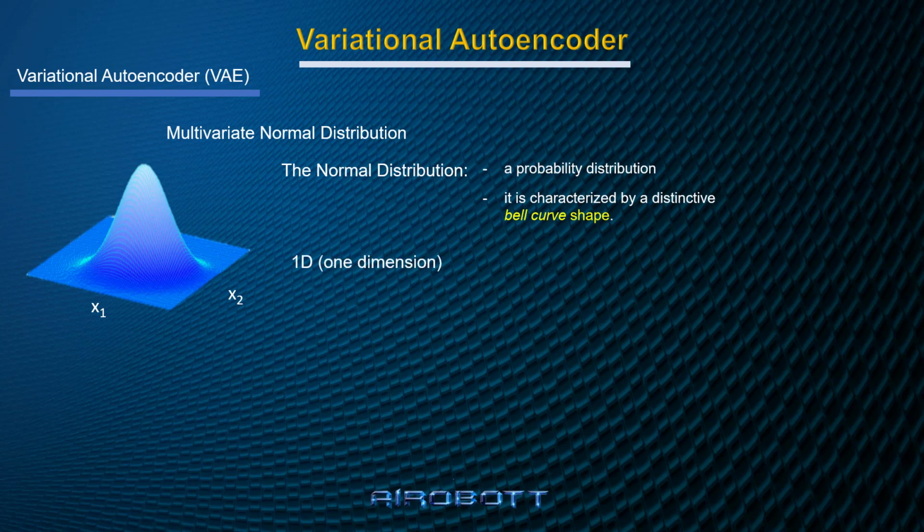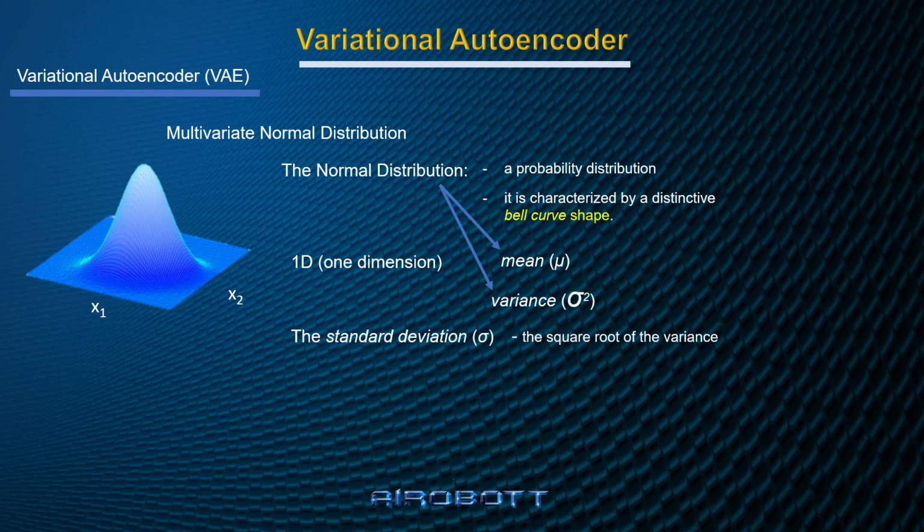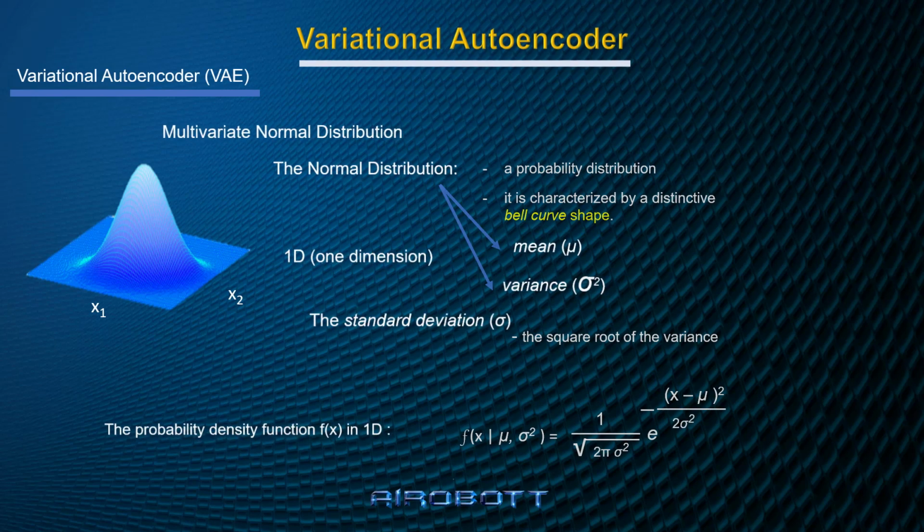In 1D, one dimension, the normal distribution is defined by two variables, the mean mu and the variance sigma squared. The standard deviation sigma is the square root of the variance. The probability density function f(x) of the normal distribution in one dimension is f(x) for the normal distribution N(mu, sigma squared) equal to 1 by square root of 2 pi sigma squared, times exponential of minus (x minus mu) whole squared by 2 sigma squared.